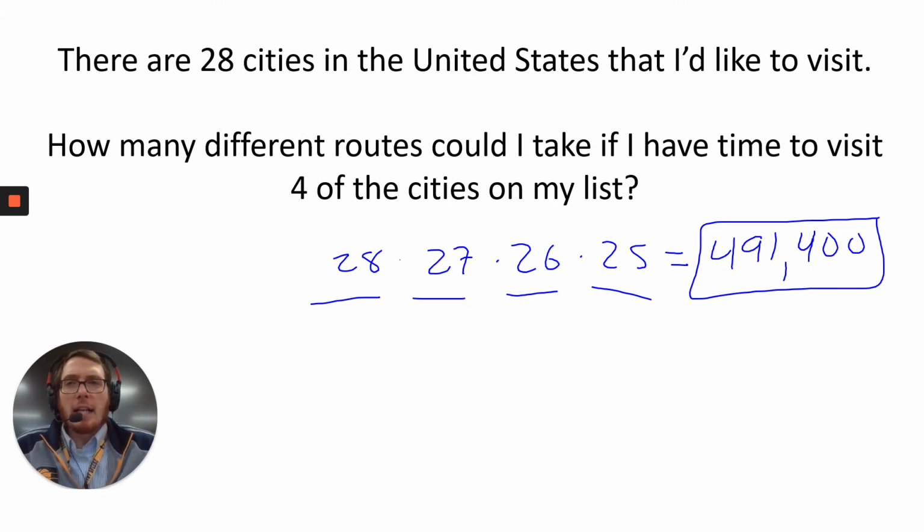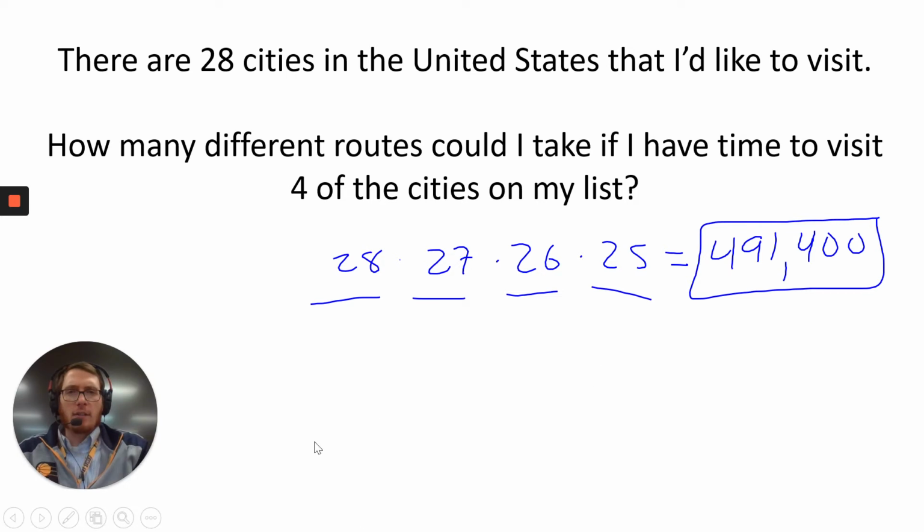The next thing we're looking at is there's 28 cities in the U.S. that I would like to visit. How many different routes could I take if I want to visit 4 of them? So now the first thing to notice is the order matters. A route would be different depending on which way you go. But this time I'm not doing 28 factorial because I don't want to go visit all 28 cities. I only want to visit 4 cities.